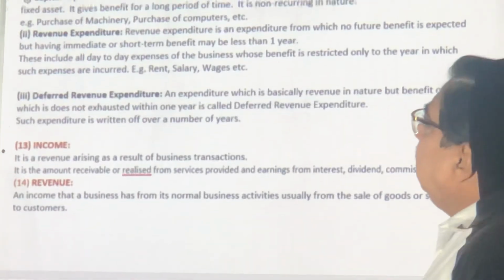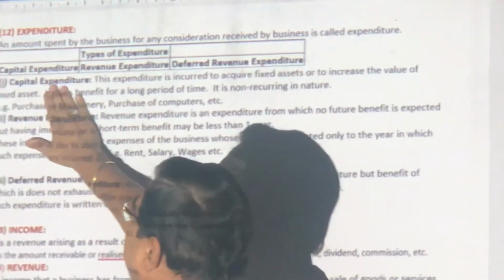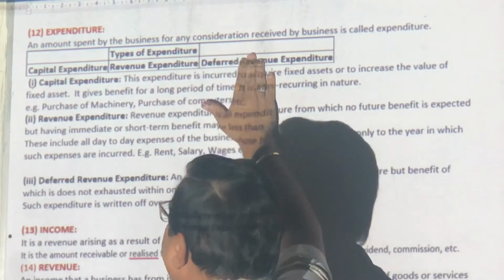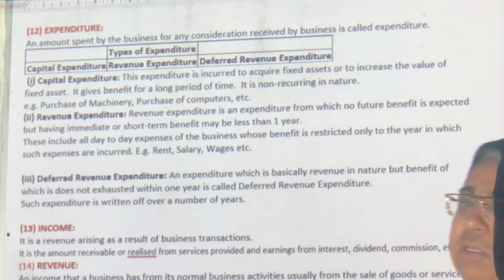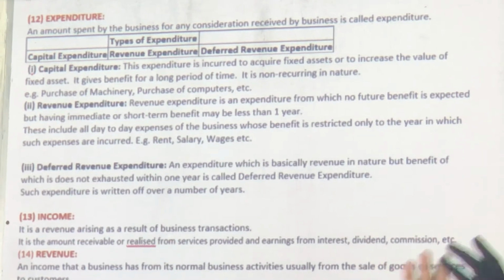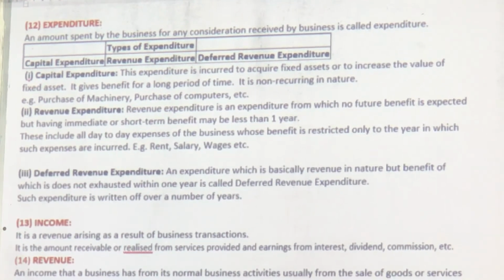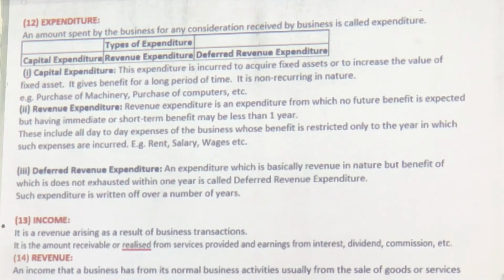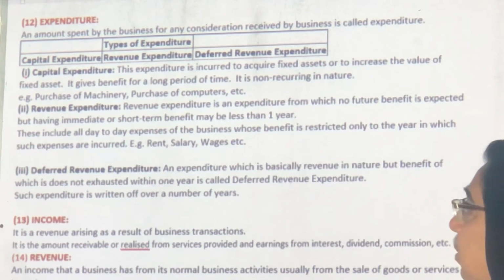Expenditure. We have 3 types of expenses: capital expenses, revenue expenses and deferred revenue expenses. Capital is when I do it for the production: machinery, land, building, big things. Directly they can't earn money, but they give the foundation on which money will come.